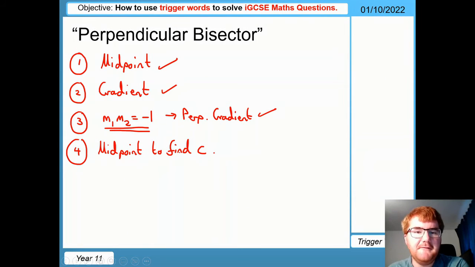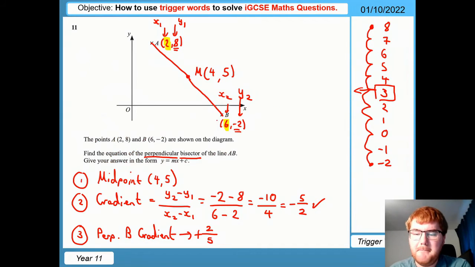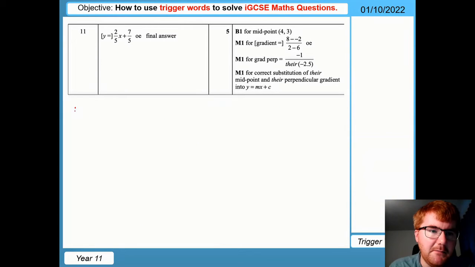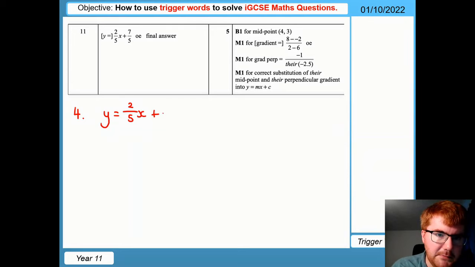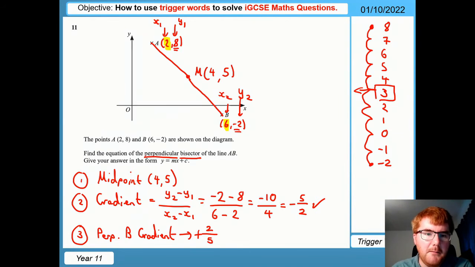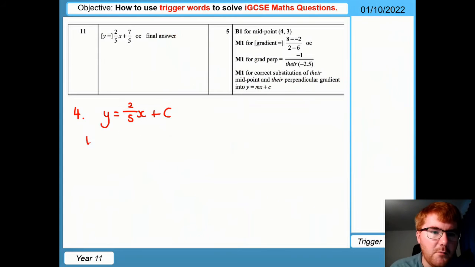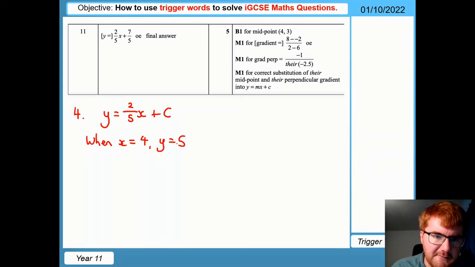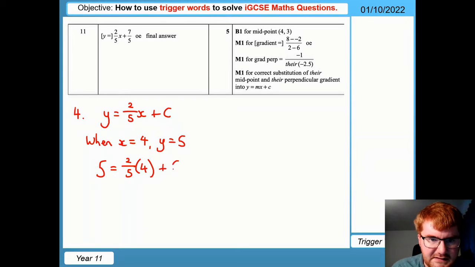Now we're going to use the midpoint to find C. So what does that mean? Well, I'm going to do this on this slide here, so I've got a bit of room. So this is step 4 here. Well, any line can be written as y equals the gradient, 2/5 x plus c. If we go back, our midpoint was 4, 5. So when x is equal to 4, y is equal to 5. And let's now just substitute that in. So wherever I see a y, I'm going to put a 5. Wherever I see an x, I'm going to put a 4. So we get 2/5 lots of 4 plus c.